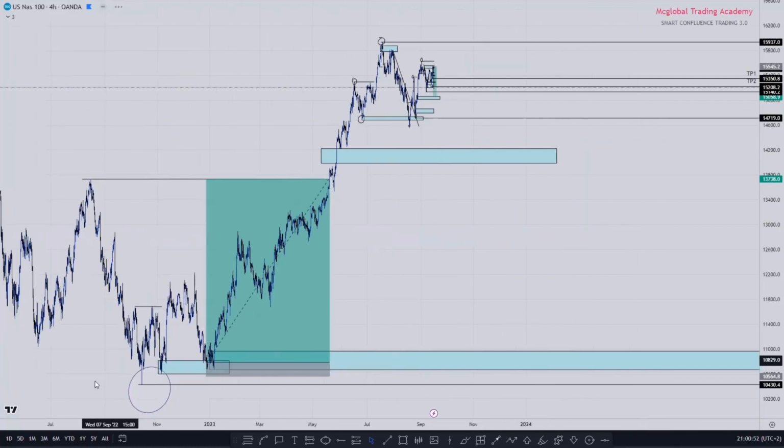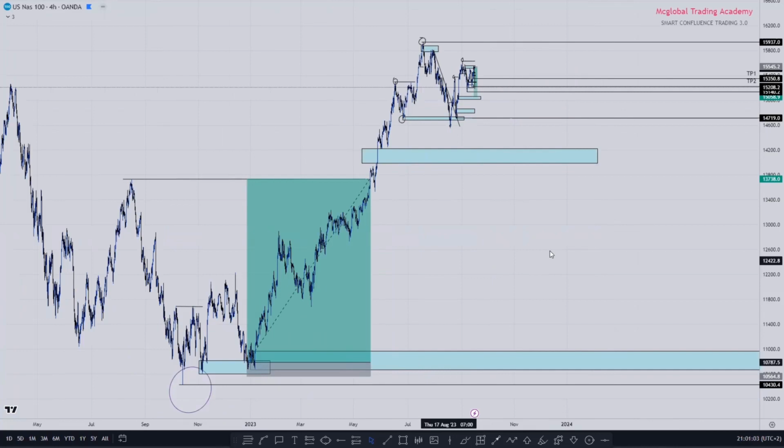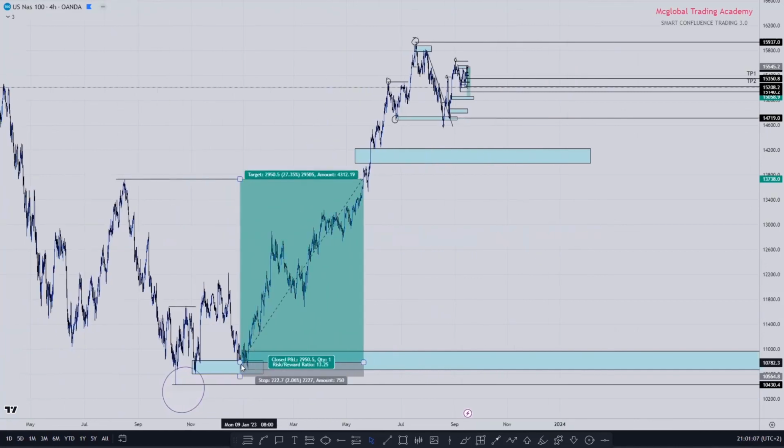I might not explain down here if you didn't watch the video of how you could have caught this entire move on Nasdaq. I did a video showing you all the trades that you could have taken on Nasdaq since the beginning of this year. This was one major trade that from January up until around May was pushing in one direction to this leg there.